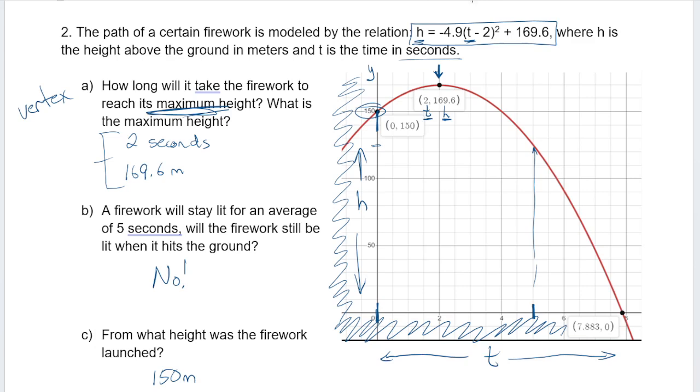And if it said something about how long will it take to hit the ground, well, then we'd just have to find the x value here, right? The t value. And that would be it right there. So this firework would be airborne for 7.883 seconds, and then it would hit the ground.